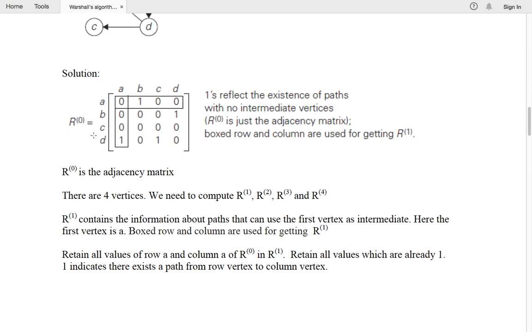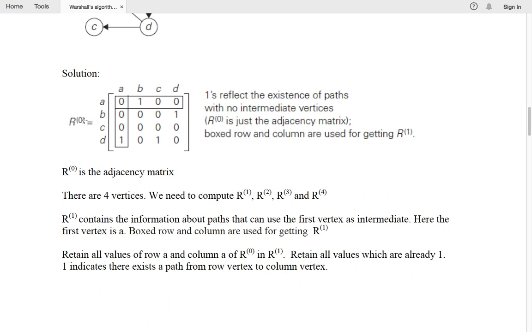Now what does R1 contain? R1 contains information about paths that can use the first vertex as an intermediate, right? So here the first vertex is A, the second vertex is B, the third is C, the fourth is D. So for R1, I'll consider the vertex A, through which any path that exists can be computed.